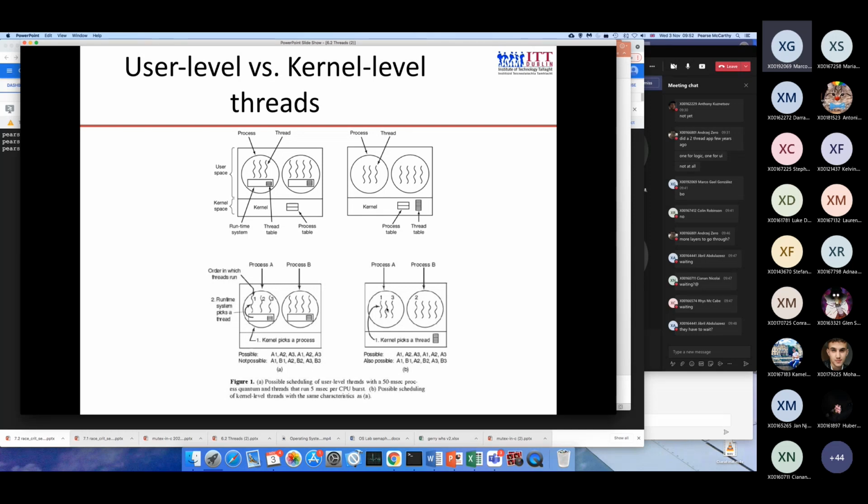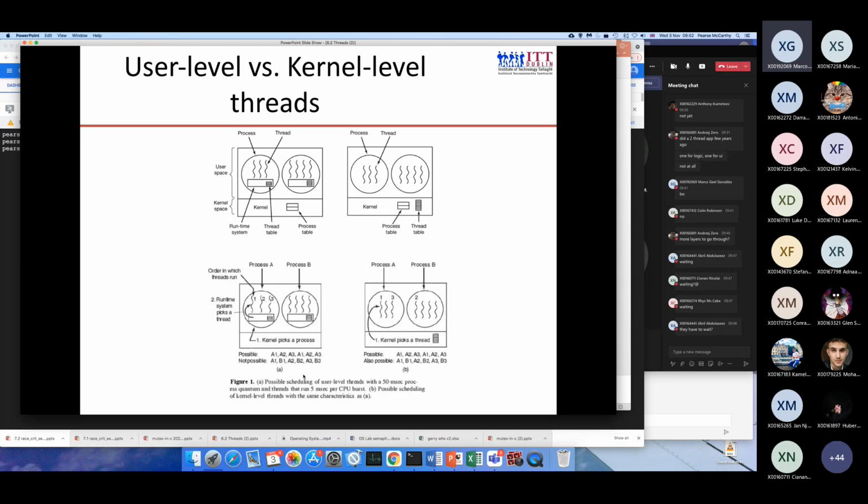Whereas if you come over here, the kernel is responsible for the scheduling of the threads. So the kernel can go A1, then B1, then A2, then B2. All right. So it's a much more even spread of what gets scheduled. Okay. So hopefully you can understand that.